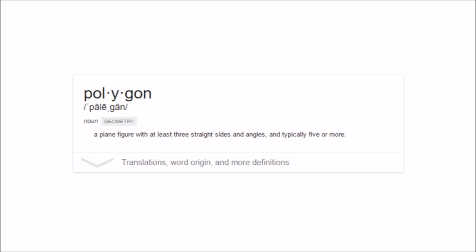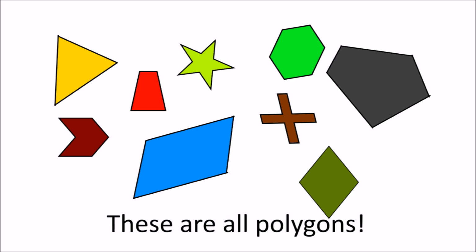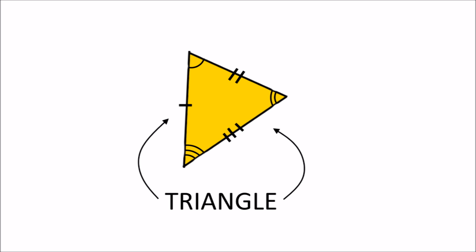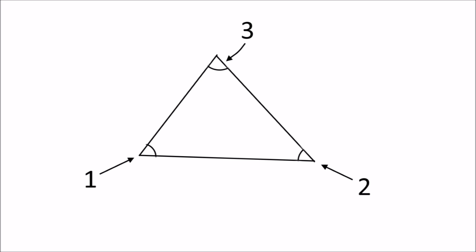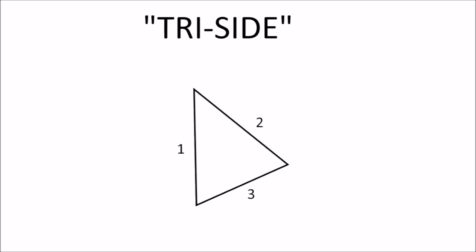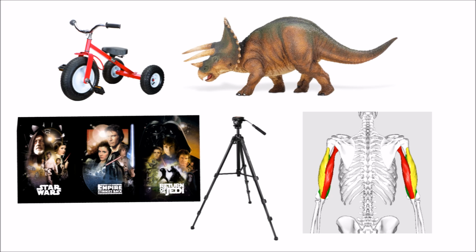Polygons. A polygon is a plane shape with three or more straight sides and angles. This is a polygon. It has three sides and three angles. This particular polygon is what we call a triangle. A triangle. Tri meaning three and angle meaning, well, angle. Three angles. I mean, tri-side could also work, but it doesn't sound as catchy.